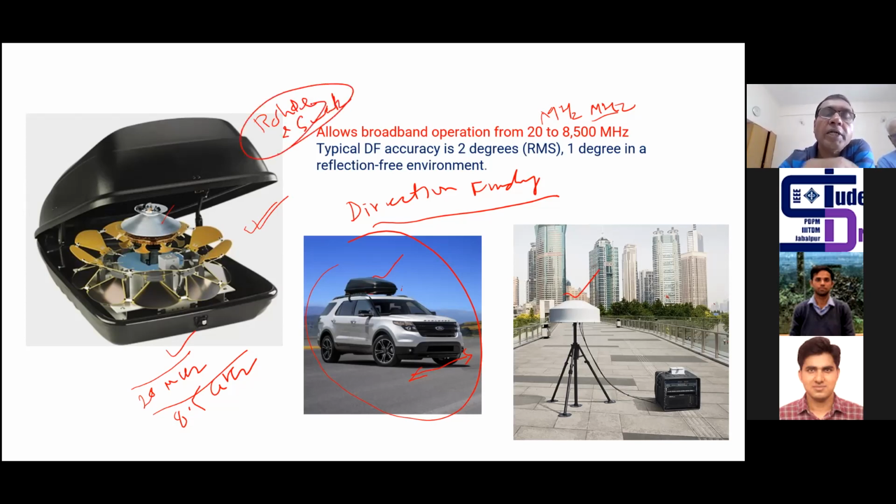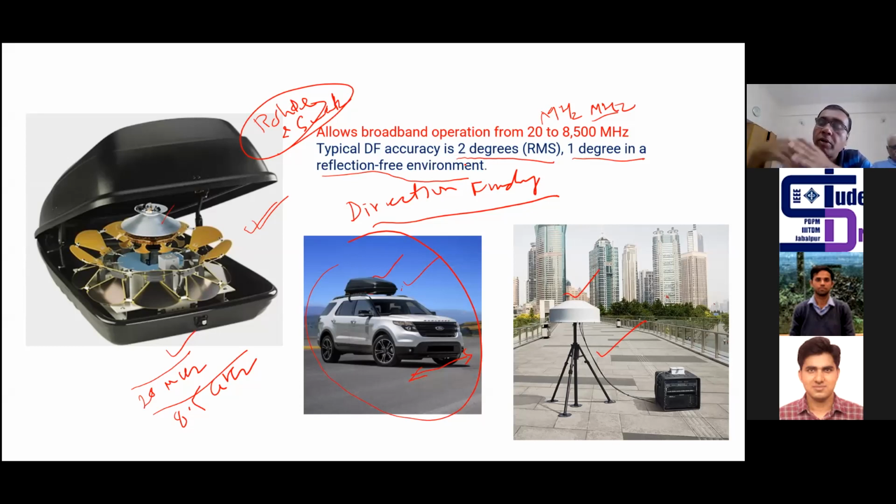So the Rohde & Schwarz antennas are designed specifically for this, and can be mounted on any vehicle or on tripods, and used for direction finding. The accuracy is 2 degree RMS, and 1 degree in reflection-free environments, that is, lab environments. Otherwise, in a scattering environment it is 2 degree. So 2 degree is a high accuracy. With it we can detect the signals coming from enemy sites. This is the purpose.